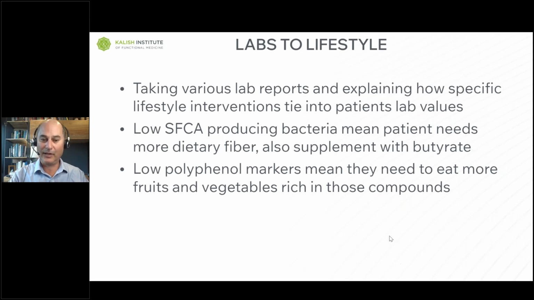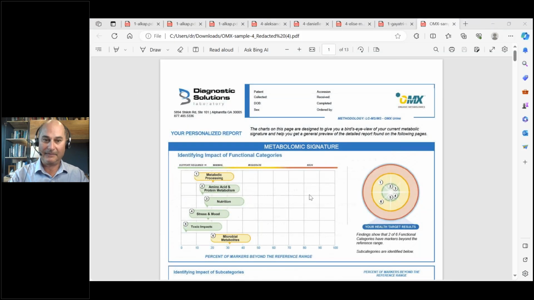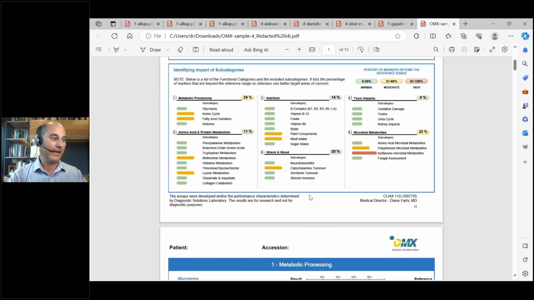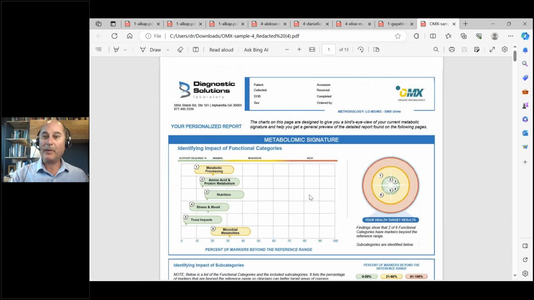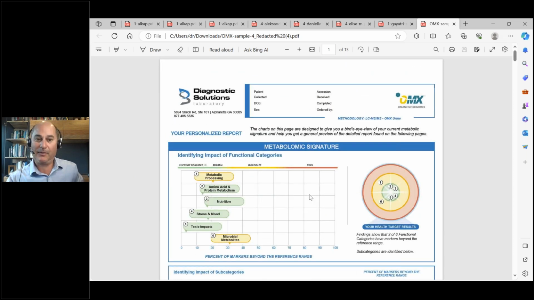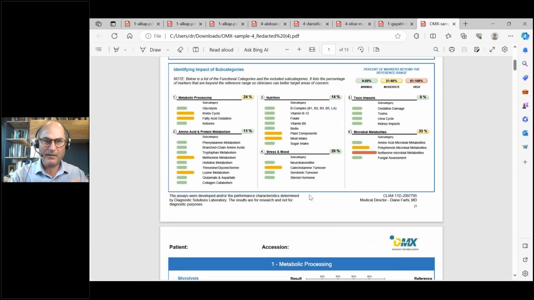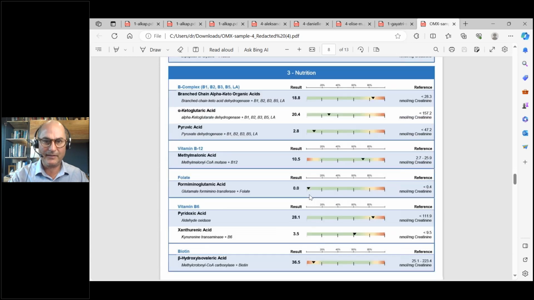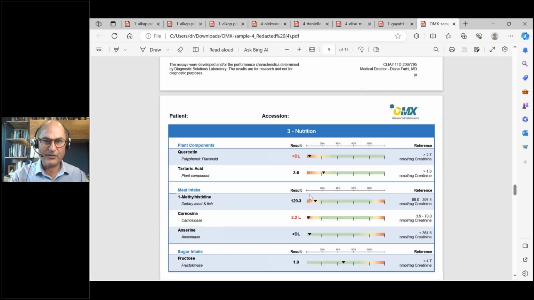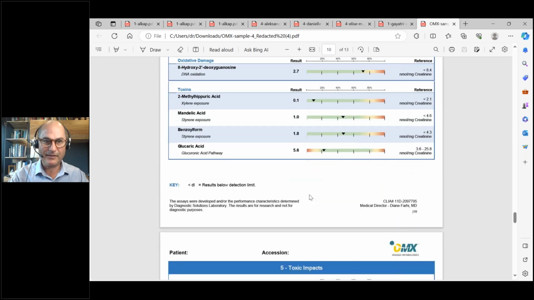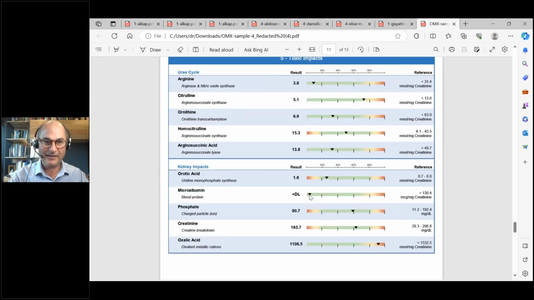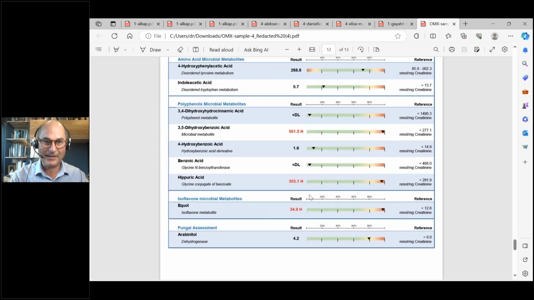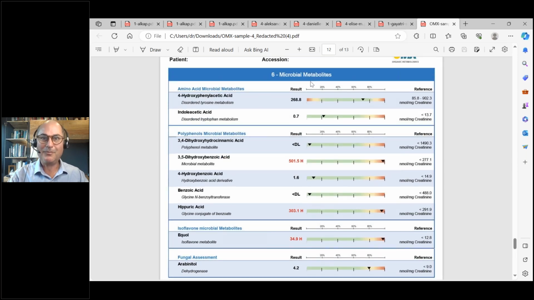And why don't I just look at, let me just show you that really quick, and we'll come back to the slides. So here's an OMX test from Diagnostic Solutions, the same company that does GI-MAP, okay? And they have a section, it's at the very end of the test, you gotta scroll all the way to the end. And it's strangely titled, where is it? See, it's way at the end, I told you it was way at the end. Here you go. Microbial metabolites, okay?